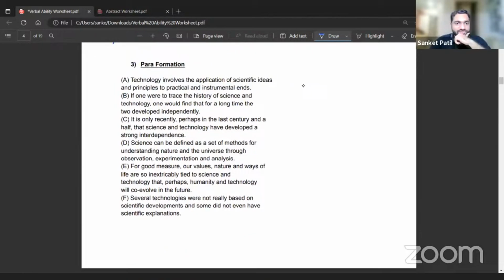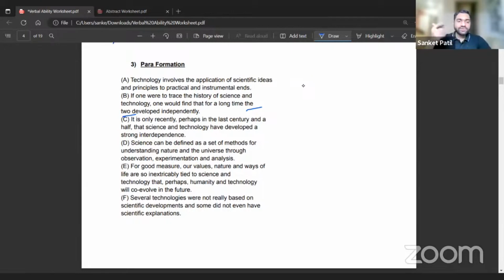Technology involves the application of scientific ideas and principles, practical and instruments. If one were to trace the history of, one would find that for a long time the two. Okay, the two, it refers to history, to science and technology. It is only recently, perhaps in the last century, that science and technology have developed a strong independence. Science can be defined as a set of methods for understanding nature and use of observation, experimental analysis for good measure our values and nature's ways of ours. So tied to science and technology, perhaps inherently defined for involved. Okay, several technologies were not really based on scientific level, but did not even have a scientific explanation.